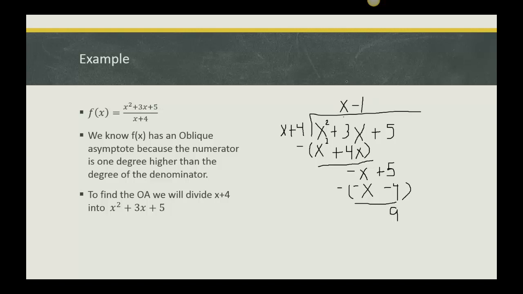Remember, I was looking for an mx plus b, and here I have it. So this, let me just pick a different color. This x minus 1 up here, this is my answer. So let's write it. My oblique asymptote is y equals x minus 1.